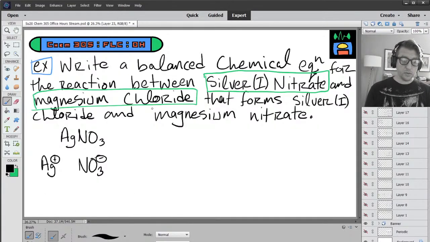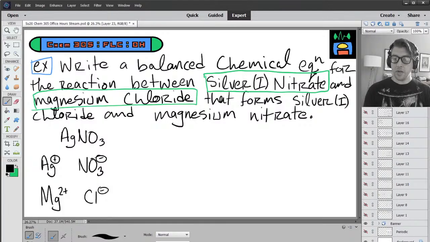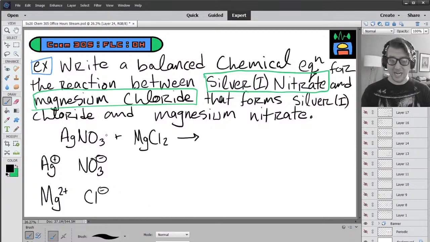Now, magnesium and chloride, we have to look at the periodic table. When you do, you'll see that magnesium has a charge of +2. Chloride has a charge of -1. So these combine in a 1-to-2 ratio. For every 1 magnesium, we need 2 chlorides to balance. All right, those are our reactants.